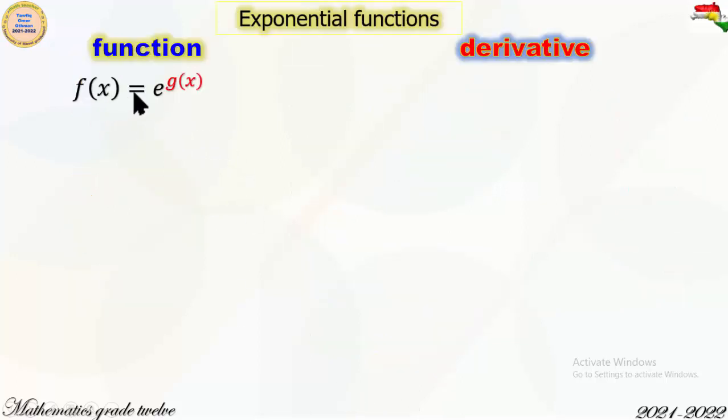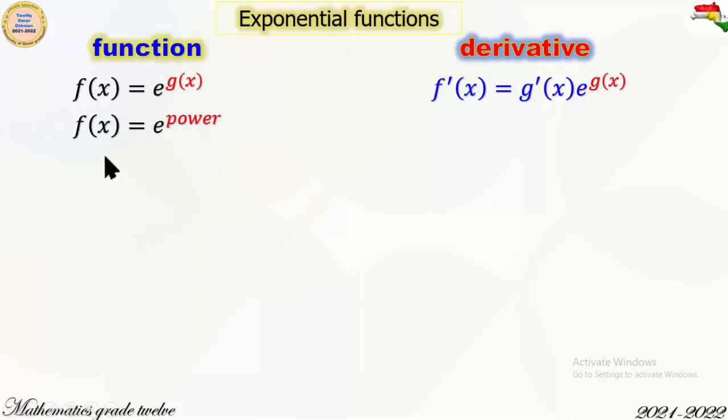If we have f of x is equal to e to the power g of x, f prime of x is equal to g prime of x times e to the power g of x, which means you only take the derivative of the power and multiply by the function. That means if f of x is equal to e to the power x, then f prime of x is equal to the derivative of the power times e to the power x.